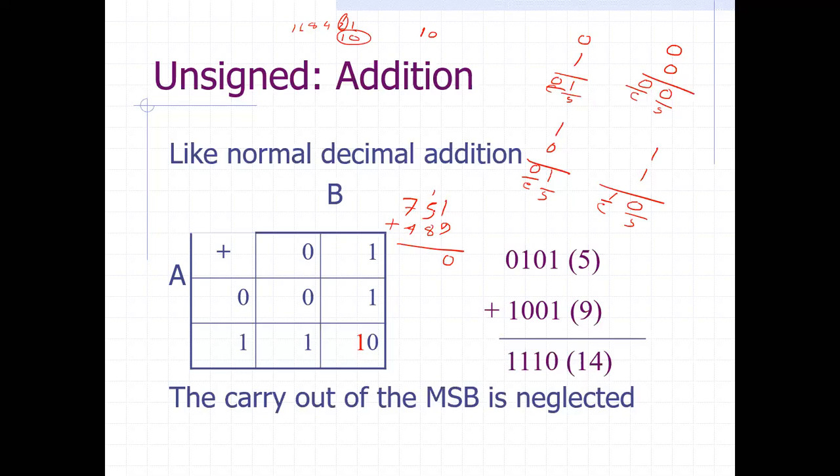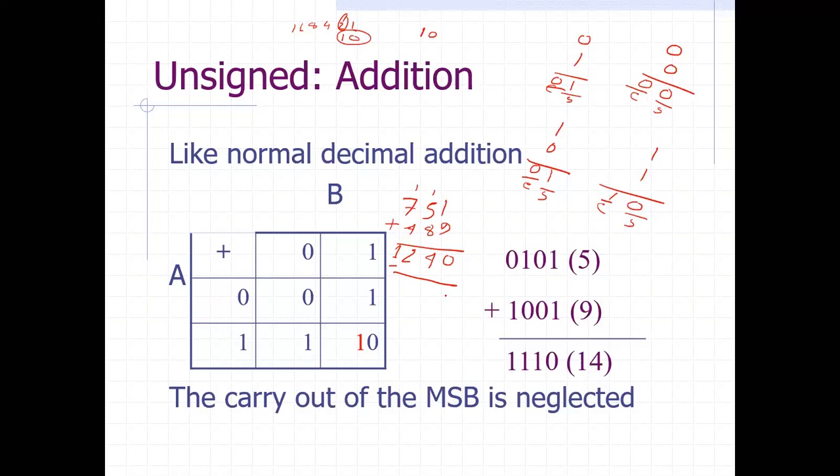So this is 5 and 1, so 6 and 8, and our result is 14. So the result is 4 and 1 is carry. Then 7, 8 and 4 make 12. So our result is 2, and the final carry is written here. This is the final carry. So this is our result.